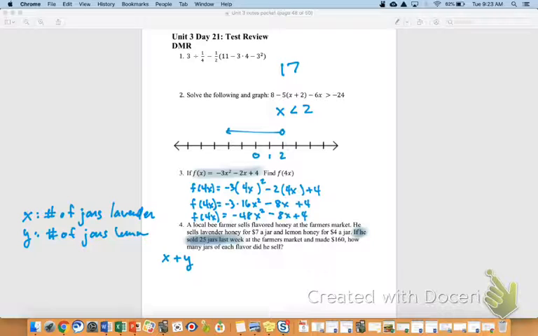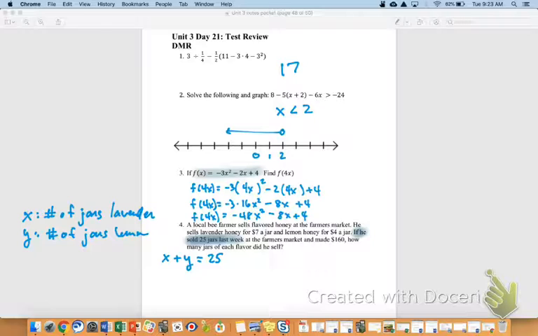Oh man, the dollars. Those are dollars. So if I said, how many jars did you sell, and you said $11, you're kind of answering with the wrong units, right? Does that make sense? So how many jars did this guy sell? 25. So if I add x plus y, what should I get? 25.